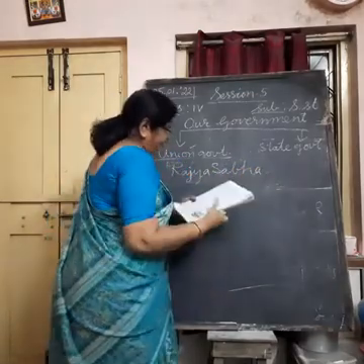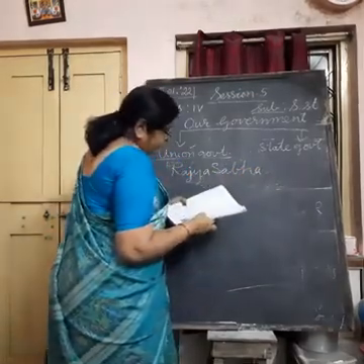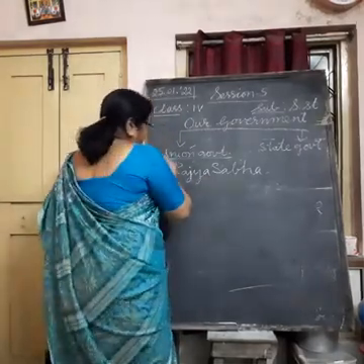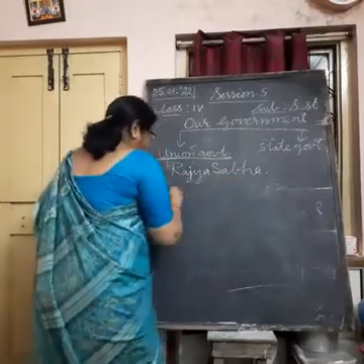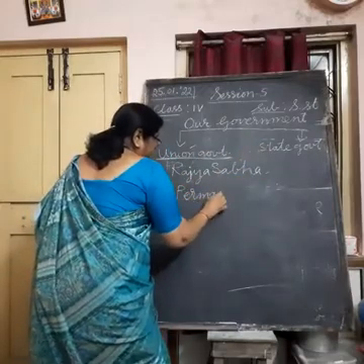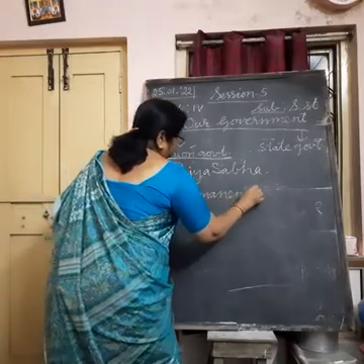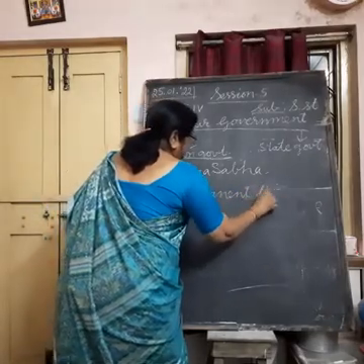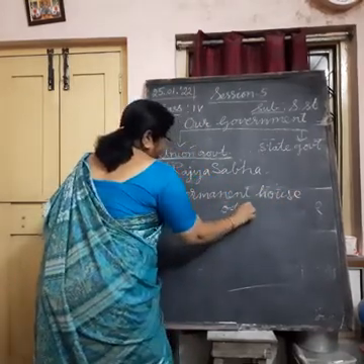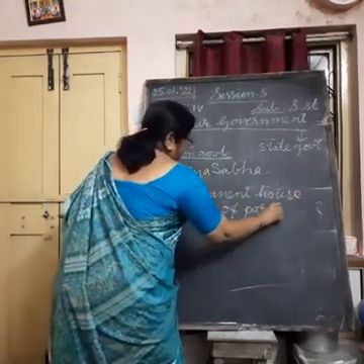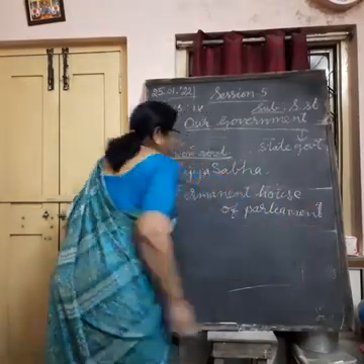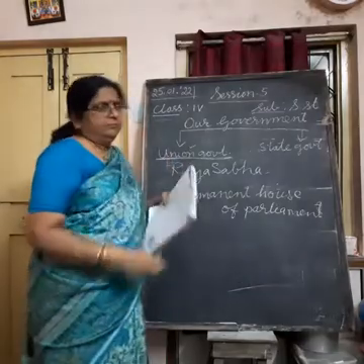Rajya Sabha. Rajya Sabha is the permanent house of the Indian Parliament. Lok Sabha is the primary, most important house. Rajya Sabha is the permanent house of Parliament. Understand?